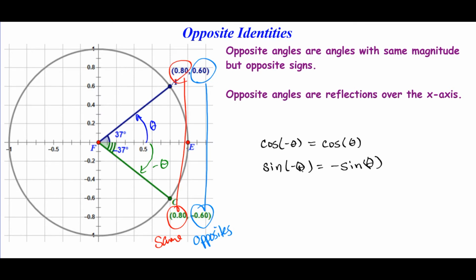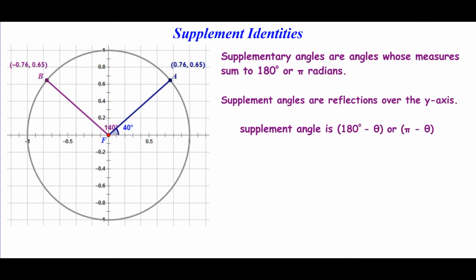Then remember my tangent value is y divided by x. Up here that's going to be 0.6 over 0.8, and down here it's going to be negative 0.6 over 0.8. Again, they're opposite values with different signs. So the tangent of negative theta is also equal to the opposite of the tangent of theta. These three statements are your opposite identities, and they would be on the formula sheet. All right, the next thing we're going to look at is the supplement identities.